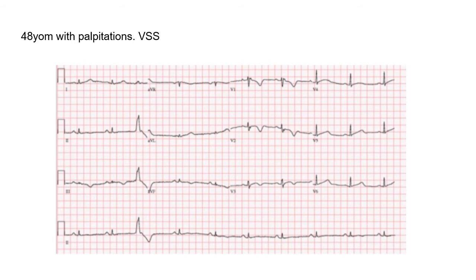Okay, so this next one is a 48-year-old with palpitations. Vital signs are stable. This isn't even tachycardia, right? It doesn't look like tachycardia. Not fast enough. So are we wide or narrow? Mostly narrow, except for the PVC, right? We've got one little PVC that's wide, and we see P waves. We're regular. So maybe this is just a PVC.